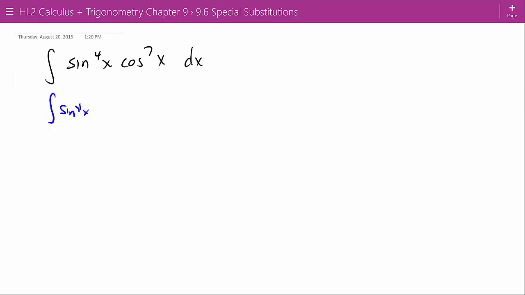Sine to the 4th x, cosine x to the 6th times cosine x dx. And what do we do with that even trig function? With that cosine to the 6th power now? Well, remember that's cosine squared x cubed.